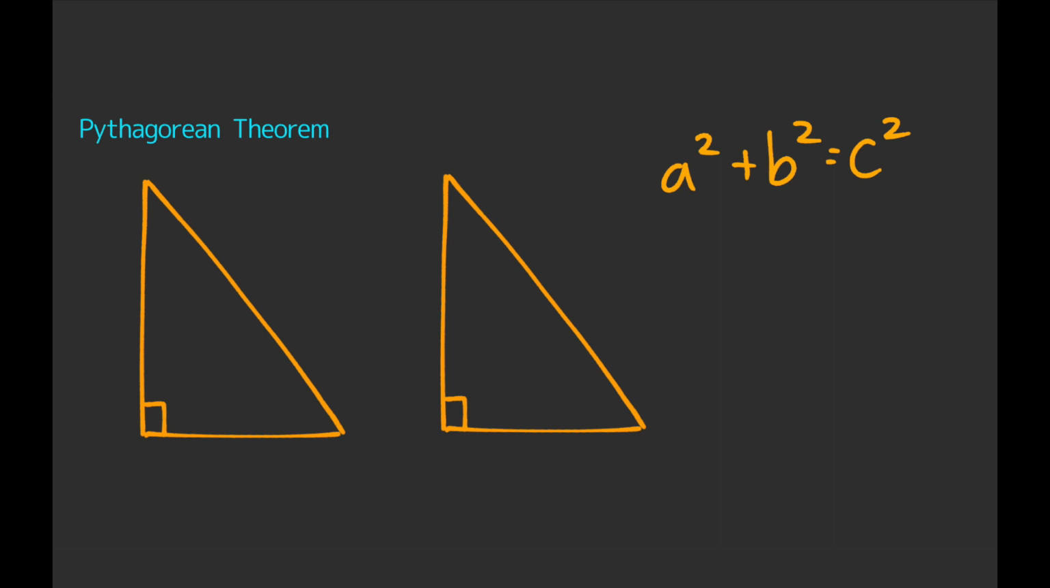So here are two right triangles. I'm going to label both of them. So first, on the leftmost triangle, I'm going to label the legs. And this side is a leg, and this side is a leg. And the longest side is the hypotenuse, which is this side.